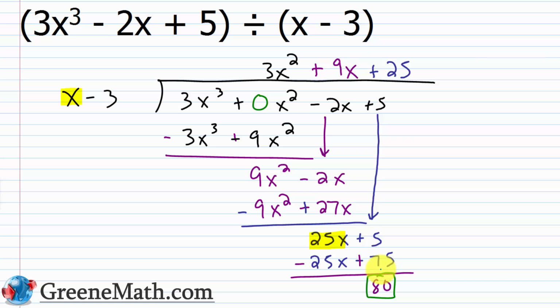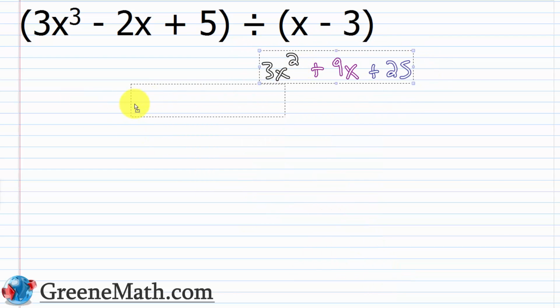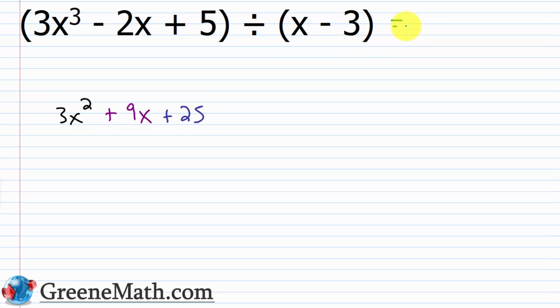You go through the same steps, the same process. You just want to make sure you put 0 as the coefficient for the missing term. So we'll put this equal to our quotient plus our remainder, which is 80, over your divisor, which is x minus 3. So we get 3x squared plus 9x plus 25 plus 80 over x minus 3.